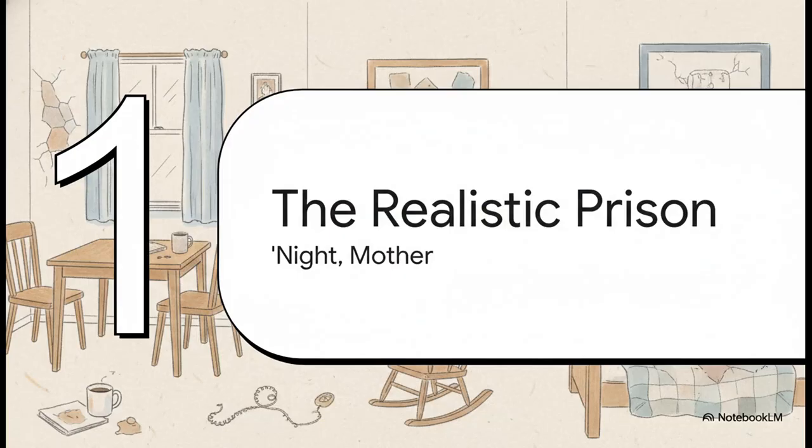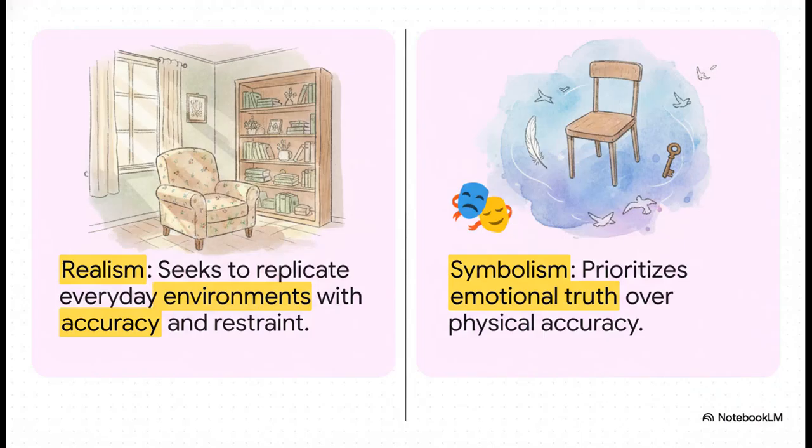All right, so to really see how this works in practice, let's jump into our first case study. We're going to start with realism and a really intense domestic drama called 'night, Mother. You know, in stage design, there's often this push and pull between two big approaches. On one side, you've got realism, which is all about physical accuracy, making the world on stage look exactly like the real world. And on the other side, there's symbolism, which cares way more about emotional truth than literal reality.